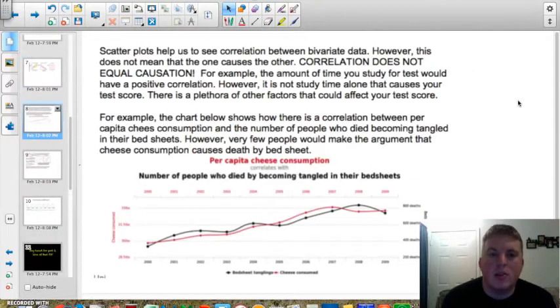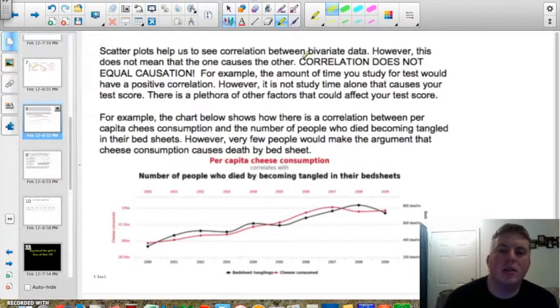Alright, so scatter plots can help us see correlation between bivariate data. However, this does not mean that one causes the other. If we don't get across anything else to you in this lesson, remember, correlation does not equal causation. Just because two things are correlated does not mean that one thing necessarily causes the other. There are always other variables to take into account.